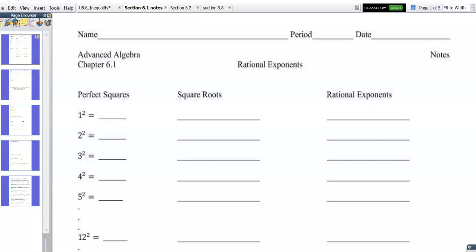Alright, so welcome to section 6.1. Today we're going to talk about rational exponents.